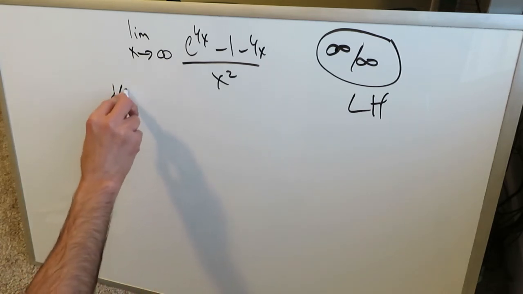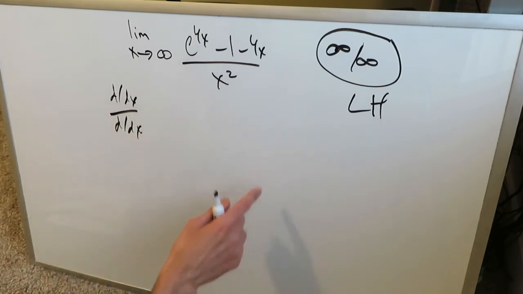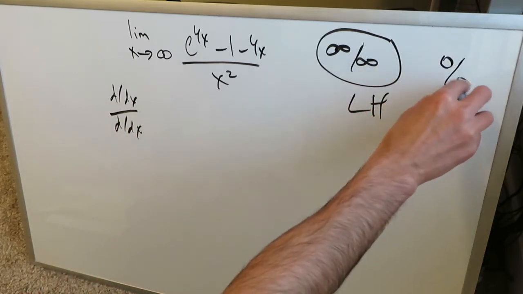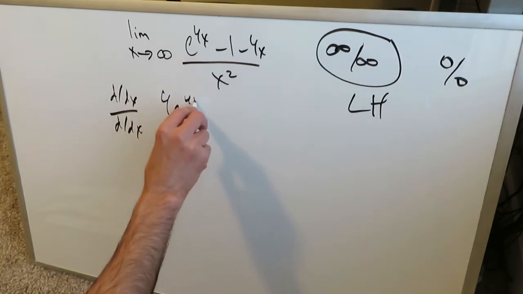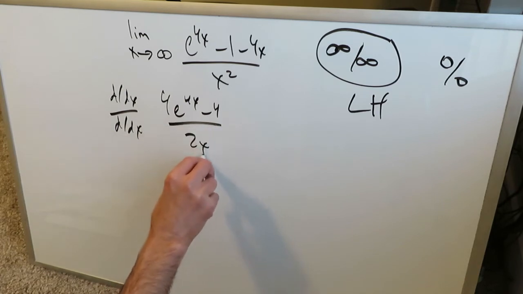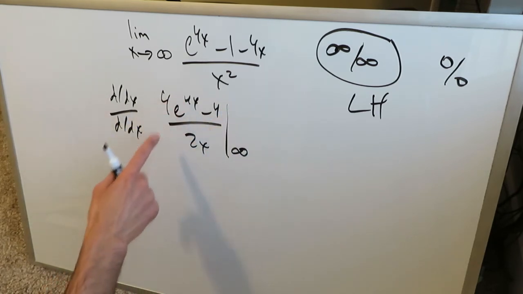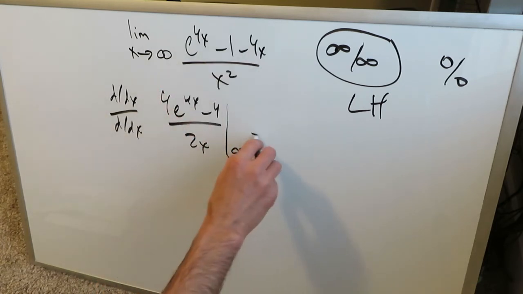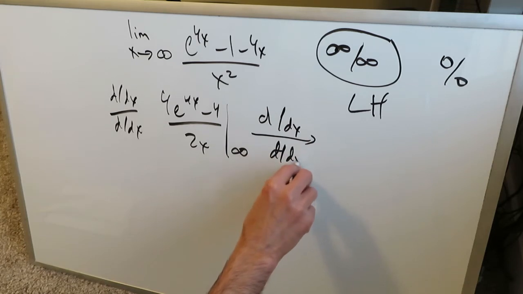You do the derivative of the numerator and you do the derivative of the denominator as many times as needed, so long as these basic forms exist. When you do the derivative of the numerator, you know we're getting 4e to the 4x minus 4 over 2x, and you test your value here again for infinity. When you do the infinity here, you're again getting infinity over infinity. Just like in the previous question, you have to do another round of derivatives in the numerator and in the denominator.